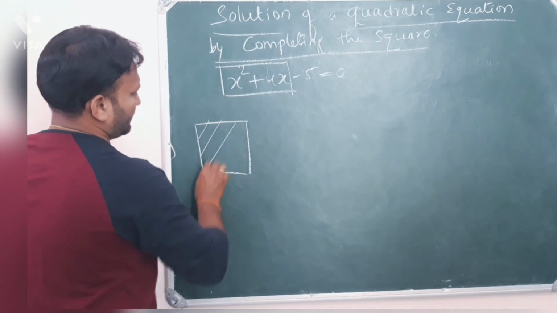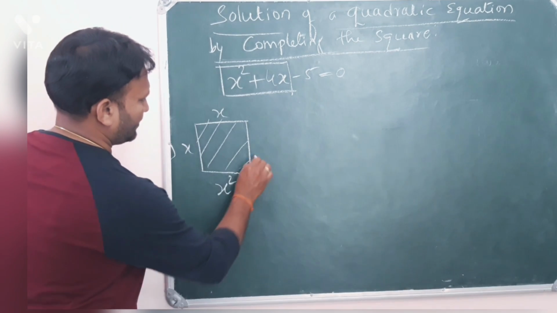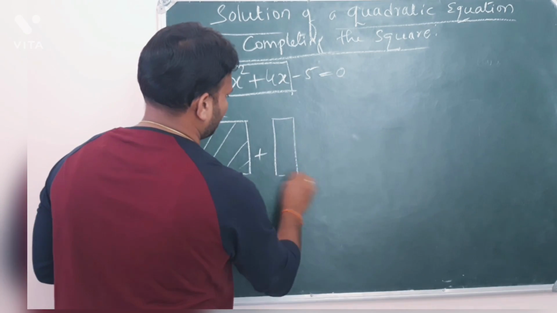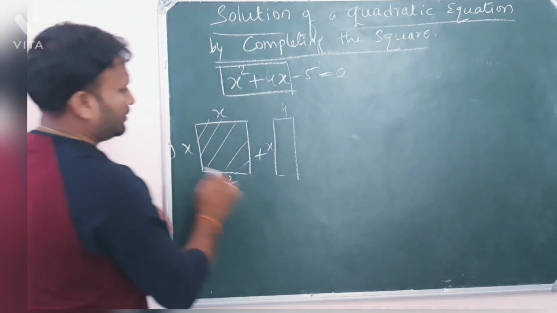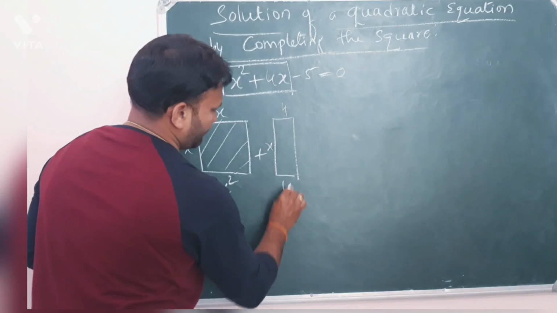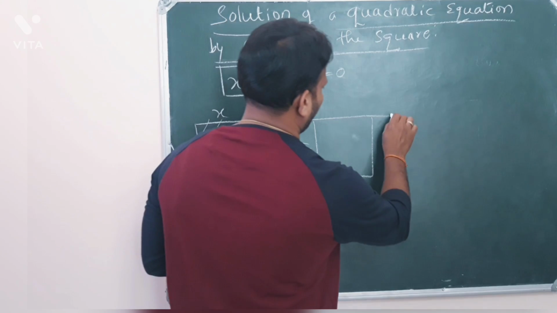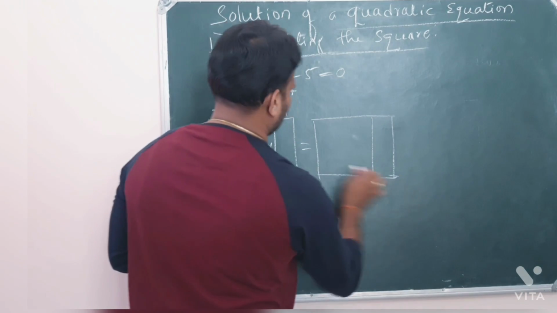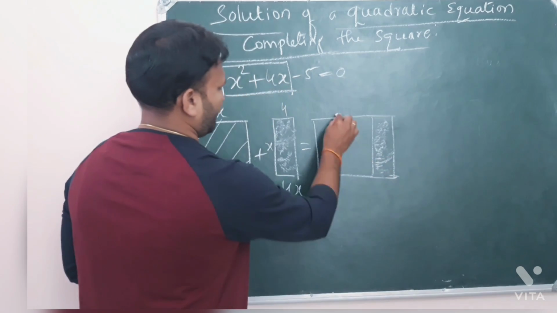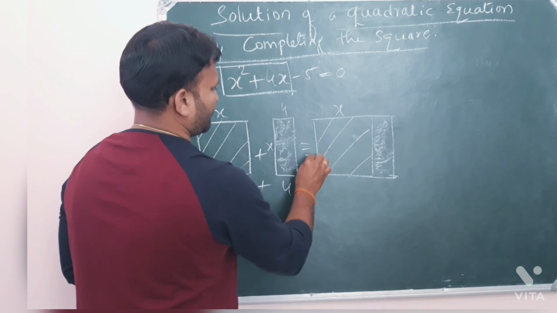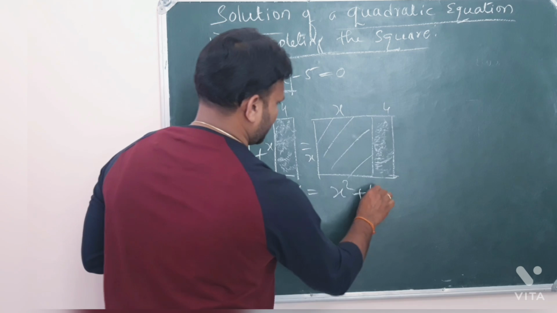Like this. Here it's a square, x into x, x square. Plus 4x is given this way, 4 and x, height is taken as this, and x into 4 is 4x. It is a square plus 4x, that is equal to x square plus 4x.